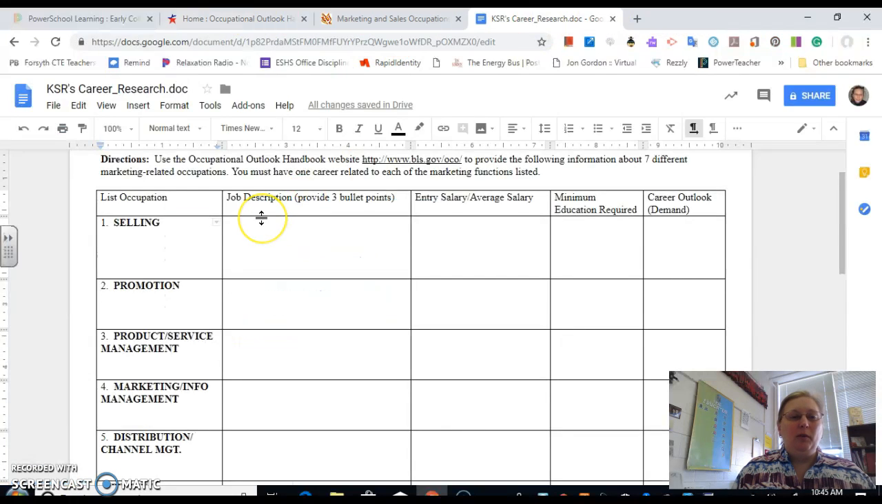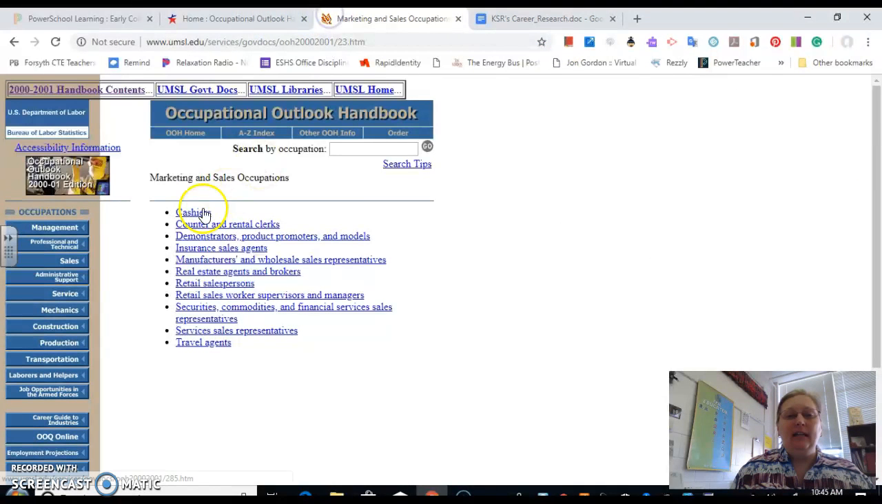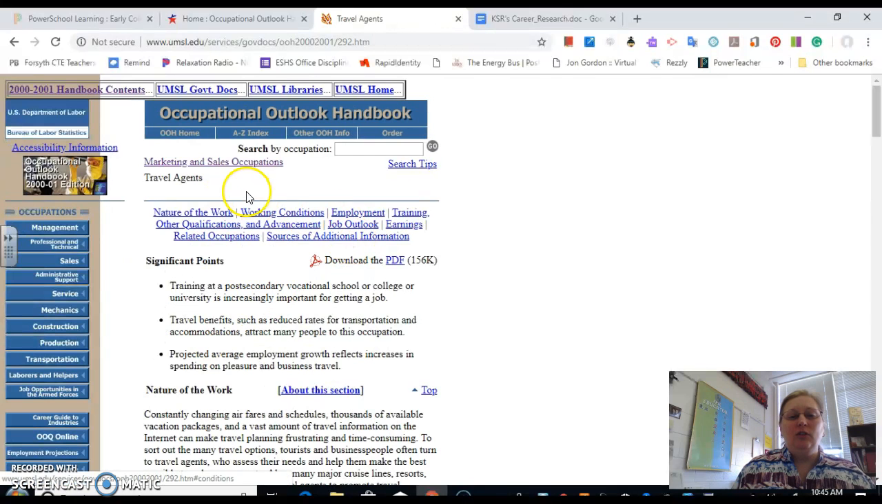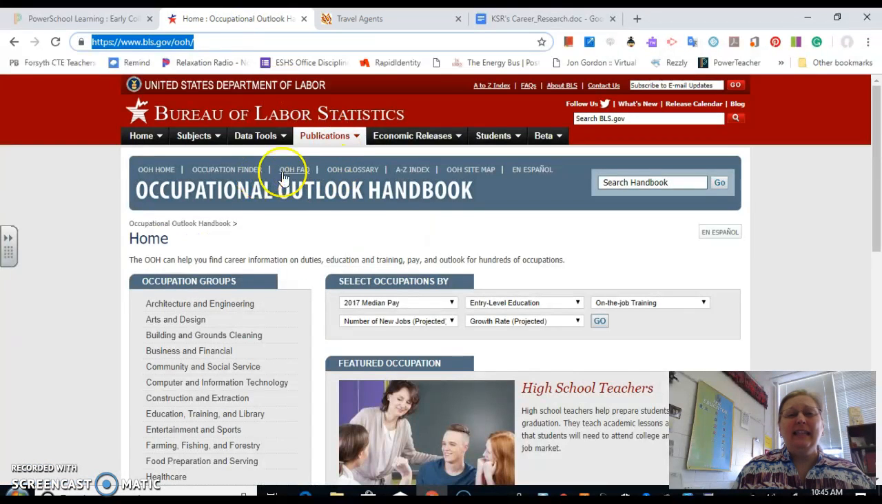So you would just put right here, let's say, travel agent. And then you would just fill all these out. All of that is there within the resources. It tells you. I like this one the best, that's just my opinion.